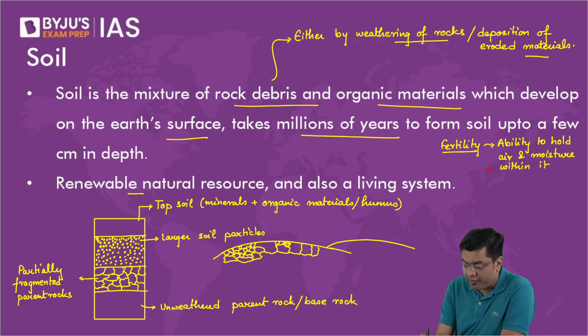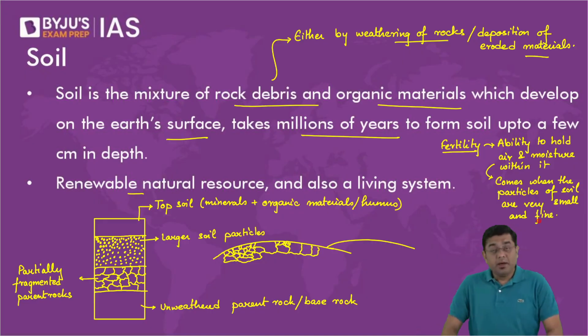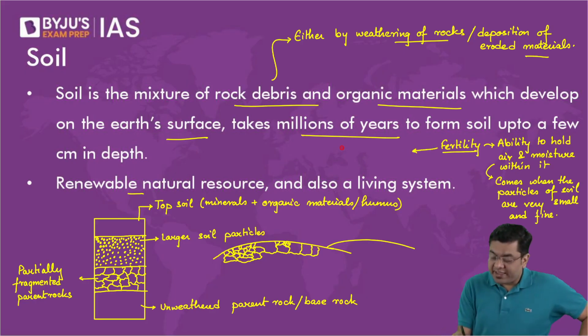This is an important factor of fertility. So this comes when the particles of soil are small and fine. That is the requirement. Other than this, it needs to have certain macronutrients which are very important for the growth of the plants in general.